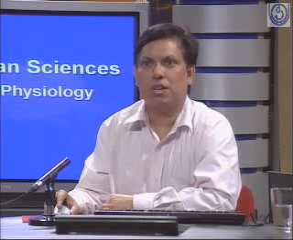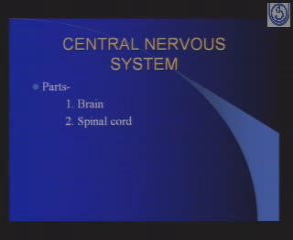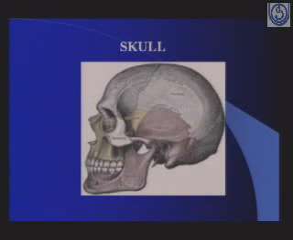First we will discuss the central nervous system. The main parts of the central nervous system are the brain and spinal cord. First we will discuss the brain. It is the control center of the nervous system. It is located in the head and protected by a bony structure known as the skull, a bony cavity. So this is the skull, a bony cavity within which the brain is situated. The skull gives protection to the brain.